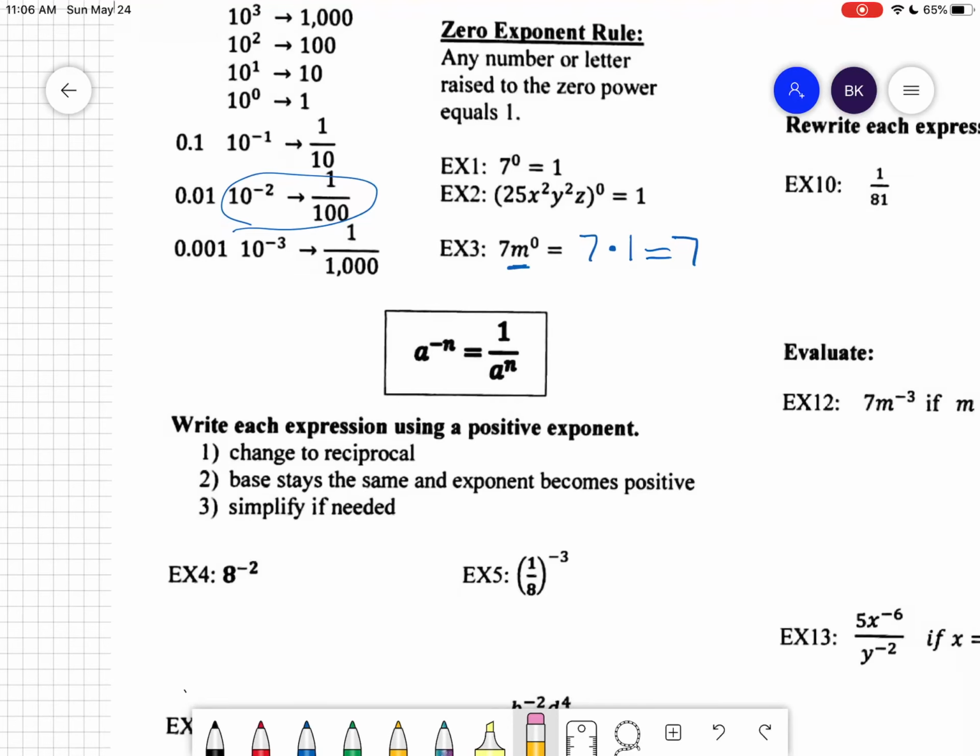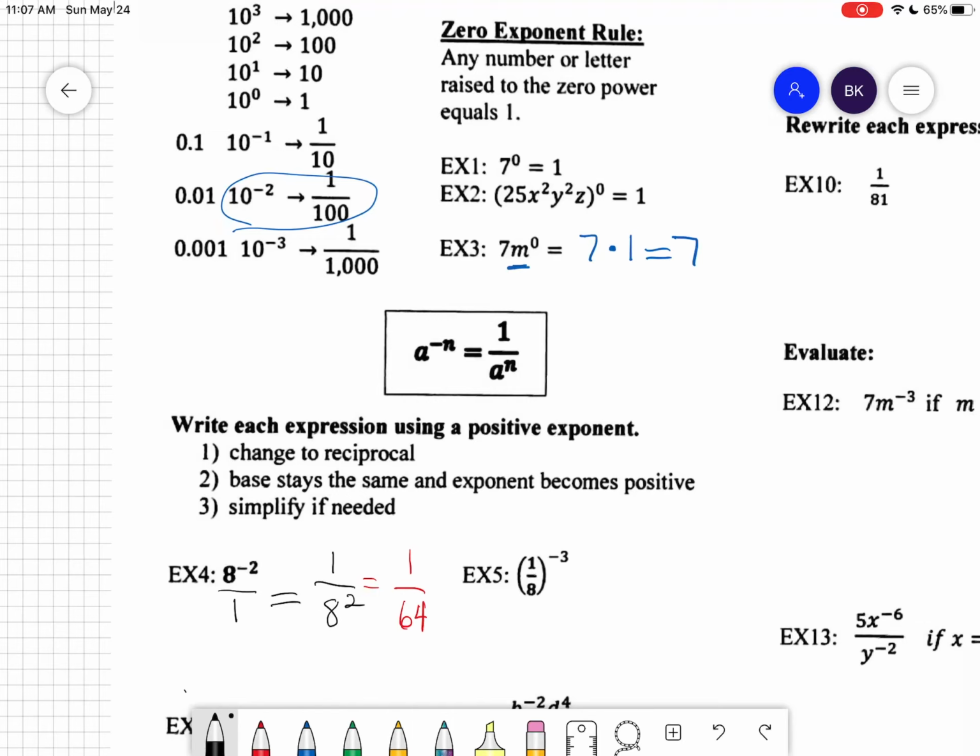Okay, example number 4, 8 to the negative second power. We're going to take a reciprocal of it because I want my exponent to be positive. So I wrote it over 1. I'm going to take a reciprocal, 1 over 8 raised to the second power. The exponent becomes positive, and now I'm simply going to simplify this. 1 over 64 is my final answer.